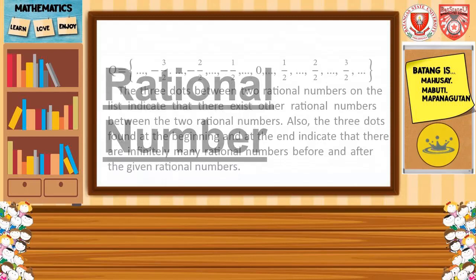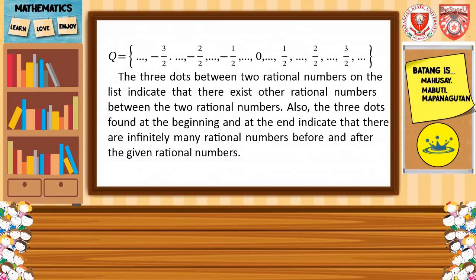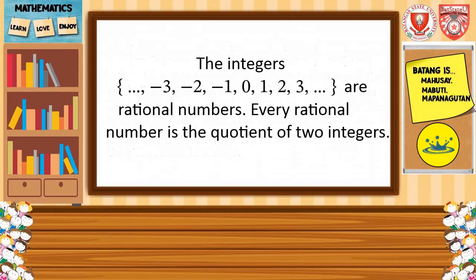Rational numbers. The three dots between two rational numbers on the list indicate that there exist other rational numbers between the two rational numbers. Also, the three dots found at the beginning and at the end indicate that there are infinitely many rational numbers before and after the given rational number. The integers negative 3, negative 2, negative 1, 0, 1, 2, 3 are rational numbers. Every rational number is the quotient of two integers.